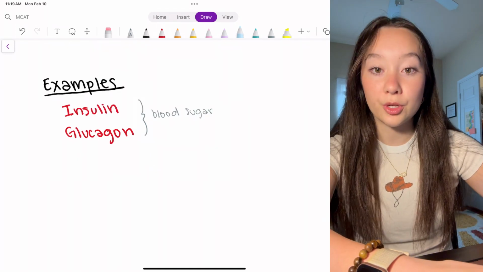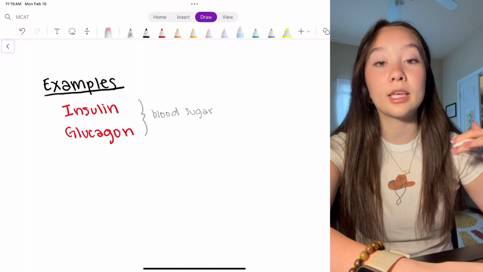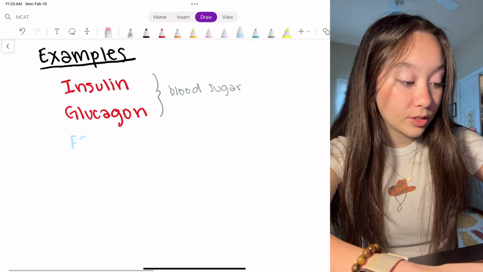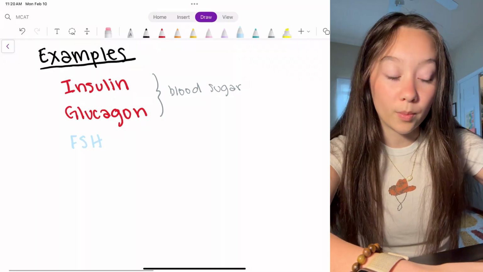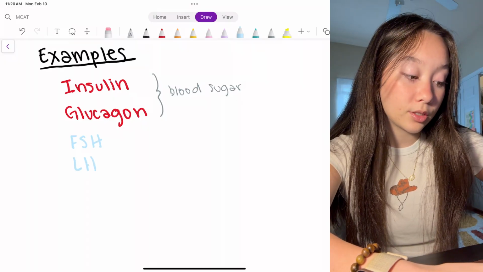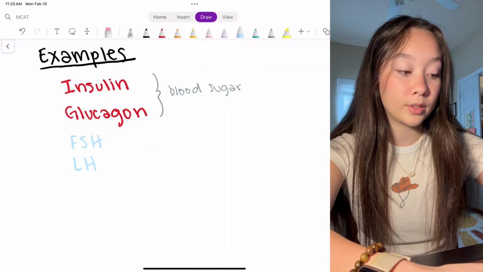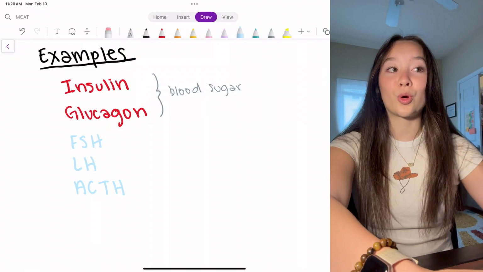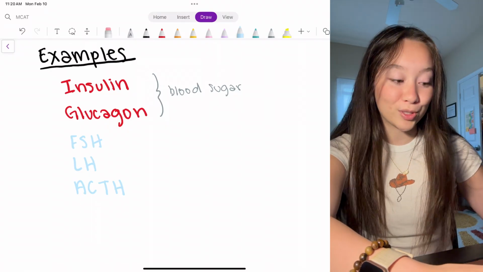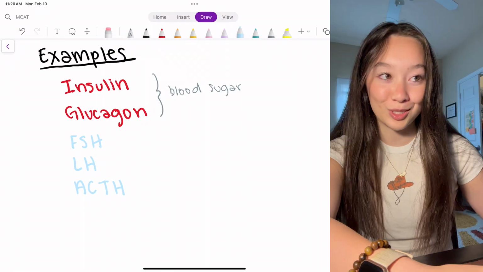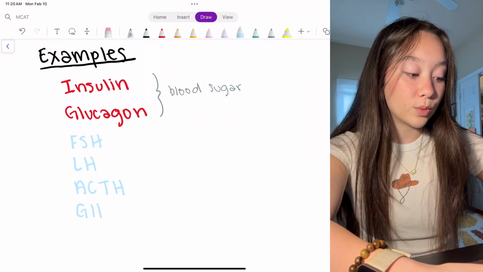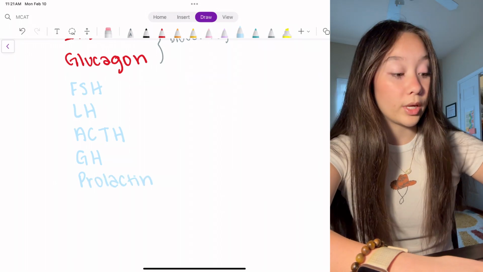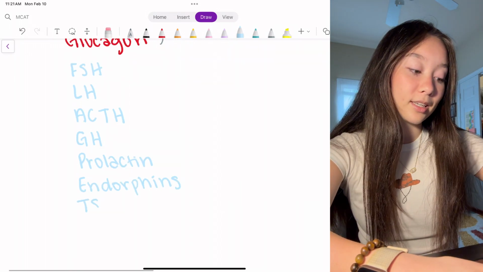The next examples are going to be hormones that are produced by the anterior pituitary, and there are quite a few of these. So we have FSH, which is follicle stimulating hormone. There is LH, which is luteinizing hormone. ACTH, which is adrenocorticotropic hormone. That one always trips me up, but ACTH is just easy to remember. There is GH, which is just growth hormone. There is prolactin, and then also endorphins, and then TSH.